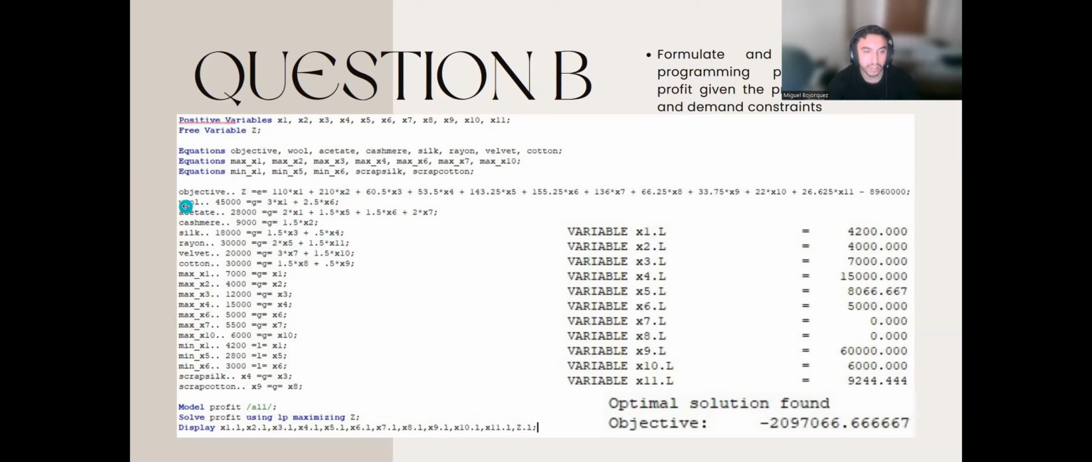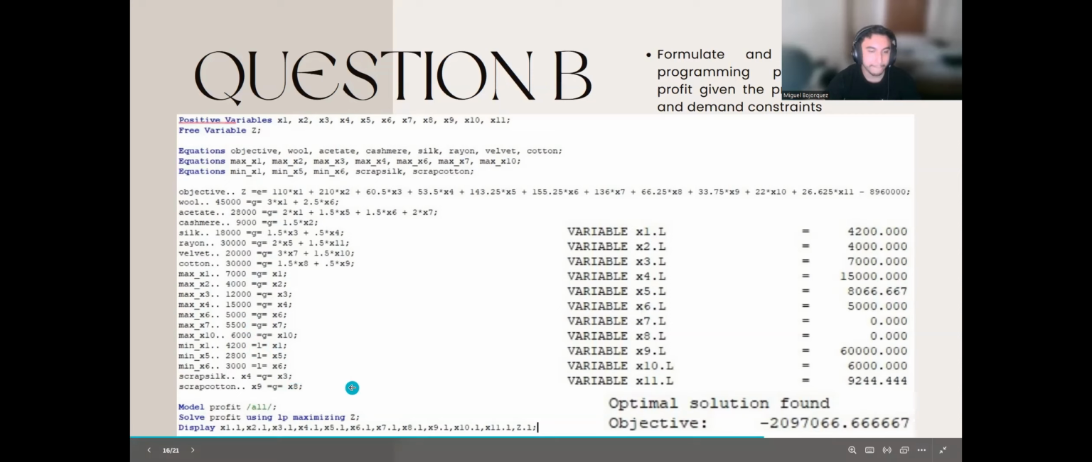We also have a maximum amount of products. Now this is considering the amount of products that we're making, not the material. And also with the minimum and the scrap sale. Next, we declare the model that we're going to be doing, which is the profit.